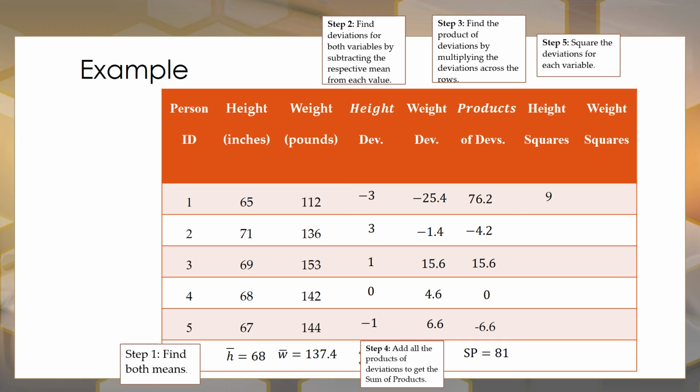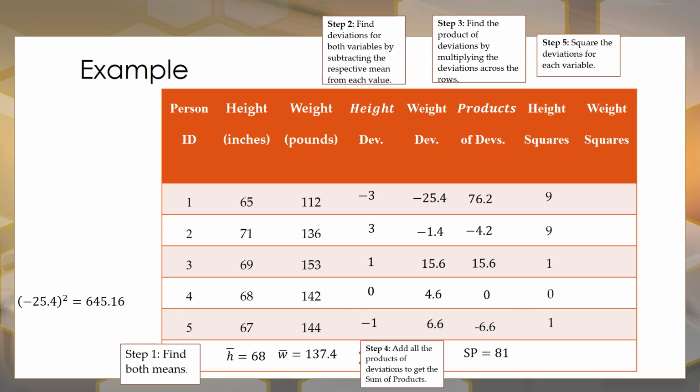Now, the fifth step is to square the deviations for each variable. So like we do for variance, but we're going to do it for each person. So we have the deviation for the first person for their height is -3, and we're going to square that to get 9. Then we do it for the second person for their height deviation. We get 9 again. We do it for the third person and we get 1. 1 squared. 0 squared is 0. And -1 squared is 1.